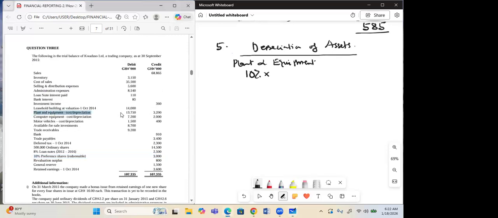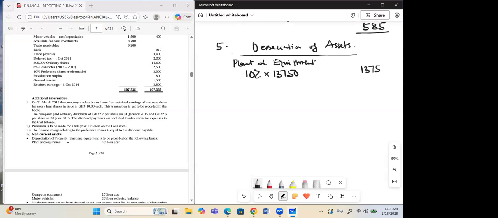Plant and equipment 13,750, cost and accumulated depreciation. The cost is the debit one, which is 13,750. The accumulated depreciation is the credit one. I think you all know this. So 13,750, yes. 10% of 13,750. What is it giving you? 1,375.